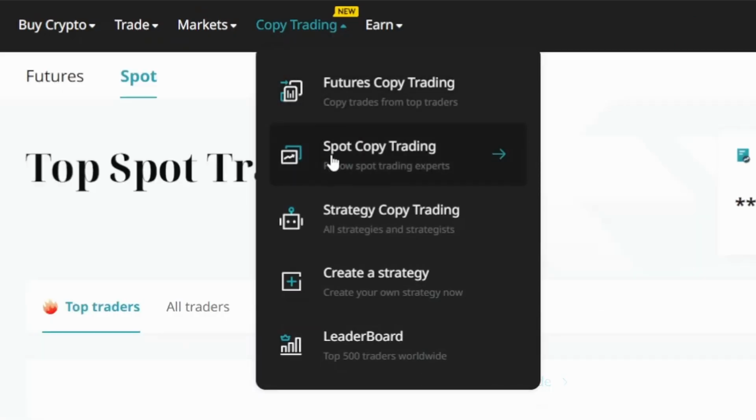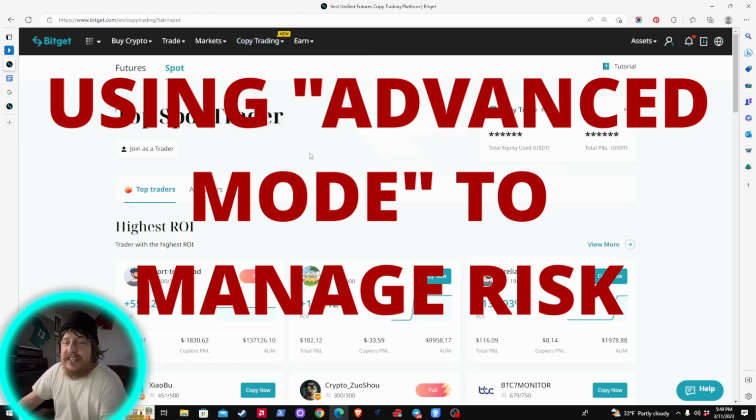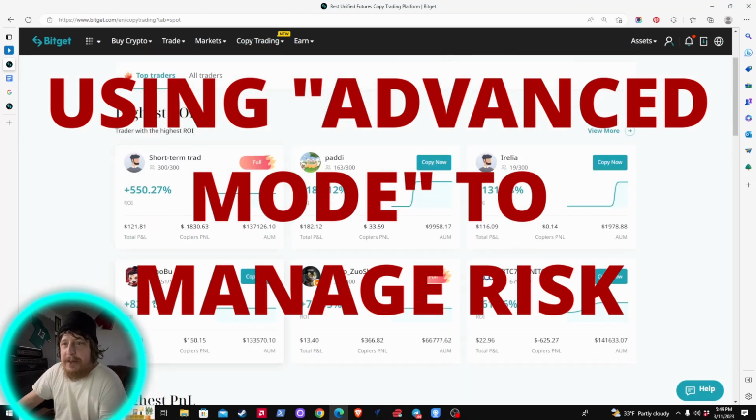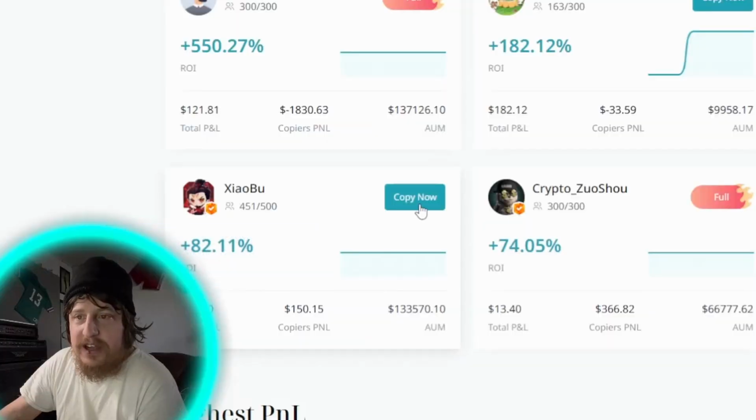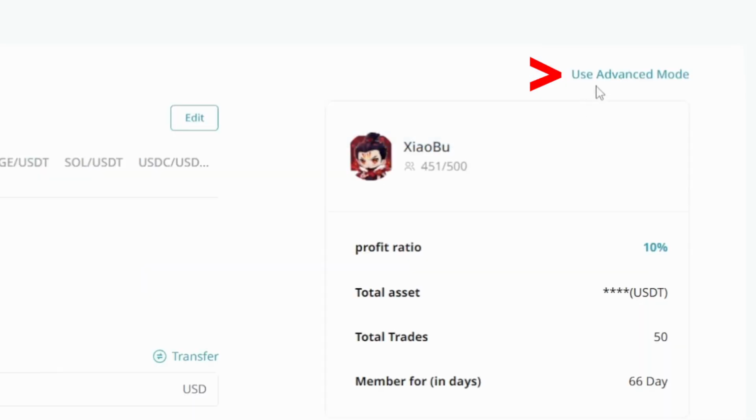So the next thing we want to quickly do is go back up here to copy trading, back over to spot copy trading, because I want to show you the advanced mode as far as these trades go. So let's go back over here to the same person, XIABU. Let's go ahead and copy him again. But this time, rather than just these simple actions here of copy trading, margin mode, and risk management, if you go up here to the right, it has a tab that says use advanced mode. I'm going to go ahead and click on that.